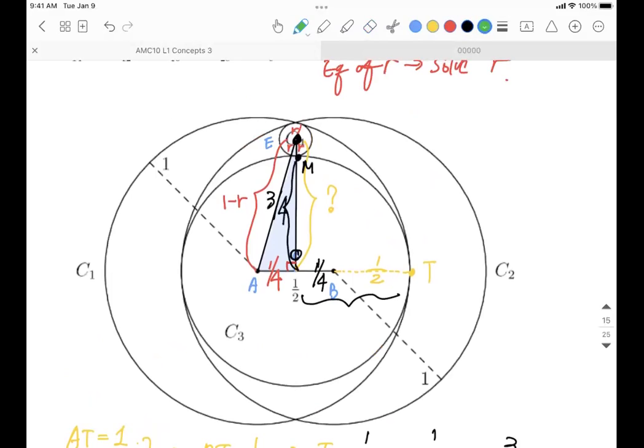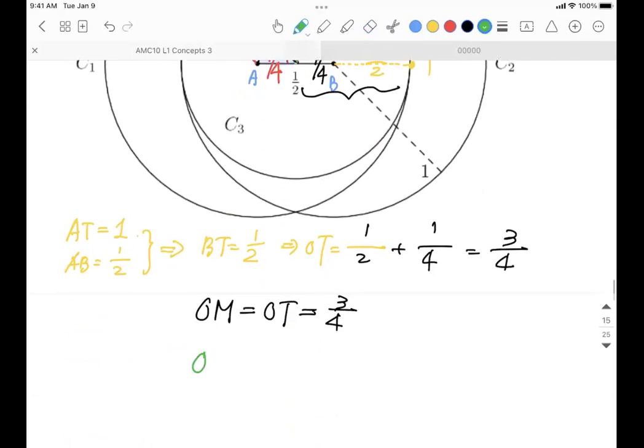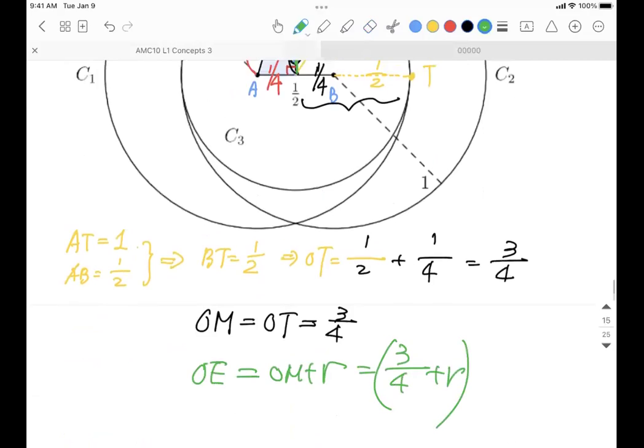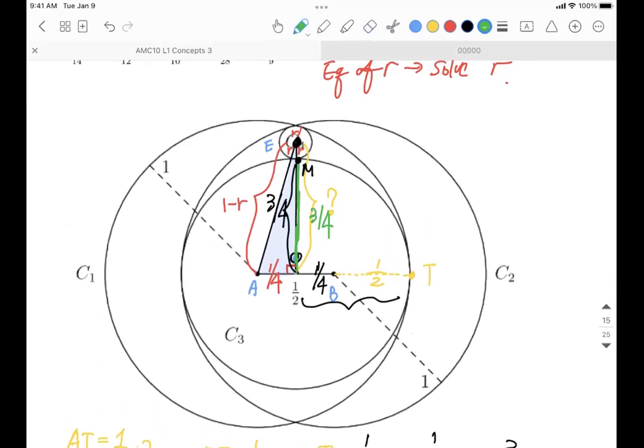I'm going to use the color green. The green part is 3 over 4. Then what about OE? OE will be OM plus R, 3 over 4 plus R, right? This is R, little R here. So the OE, if I drag it out, O, M, E, A.